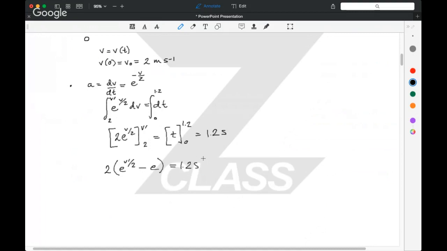So you're going to have to take the natural log of both sides, and so on. So you should end up with an expression like v as a function of time is 2 natural log of 1/2 t plus e. Hope you're happy with that.